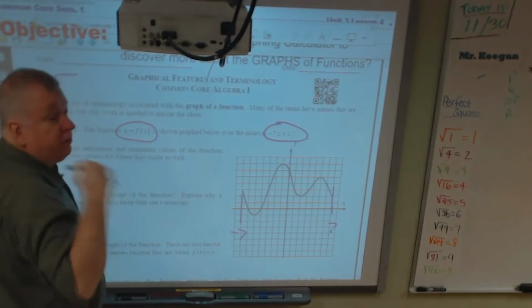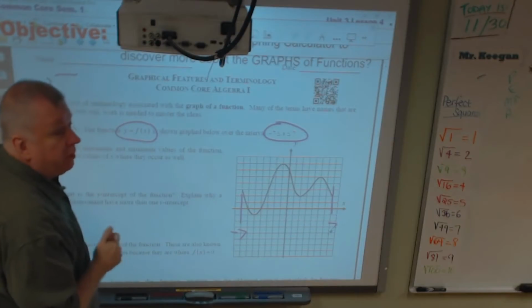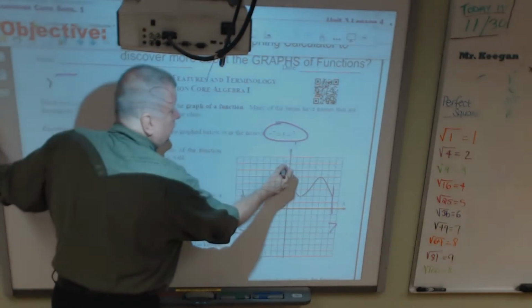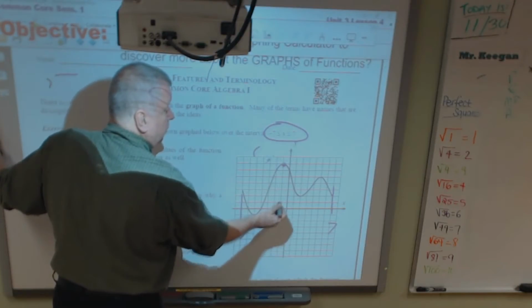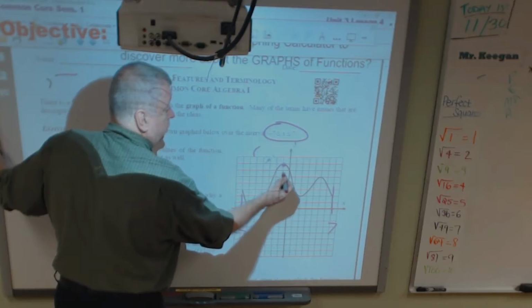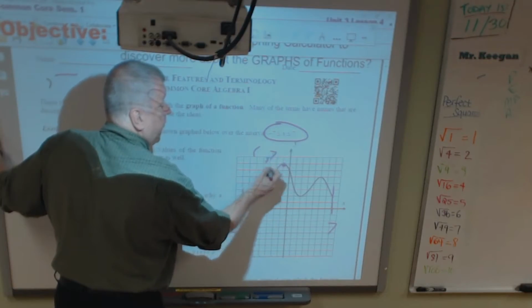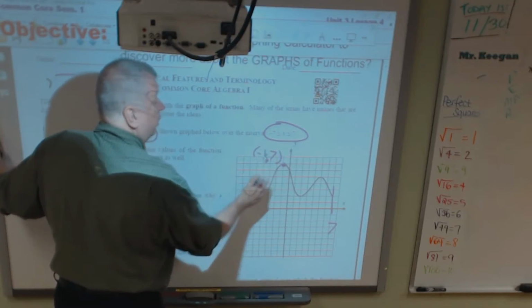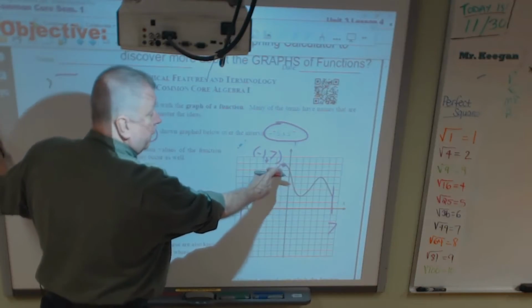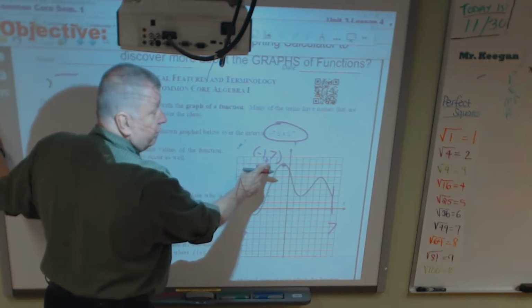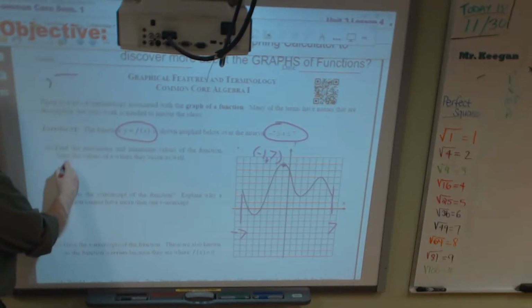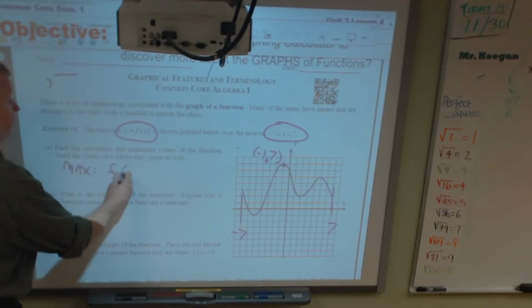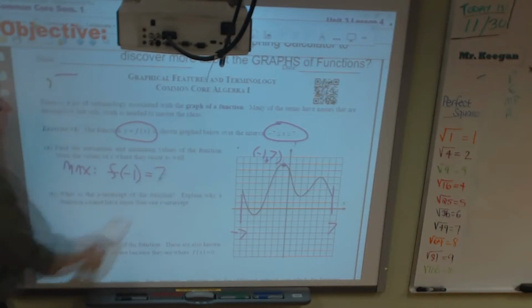Well, the maximum is the tallest point. What's the tallest point here? What's the value of y right there? Seven, I think. And the x is -1. Good. Right? So the xy coordinates at that point would be -1, 7, right? And we're going to write that like this. So we're going to say the maximum value is f of -1 is equal to 7.